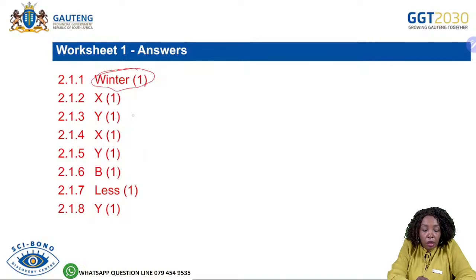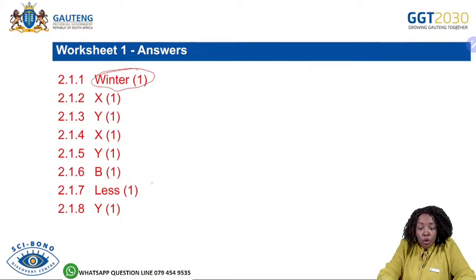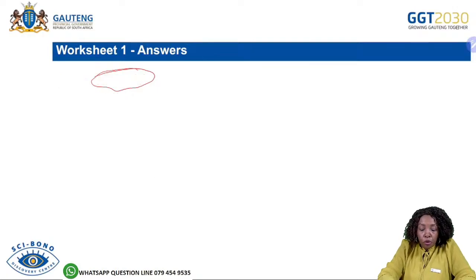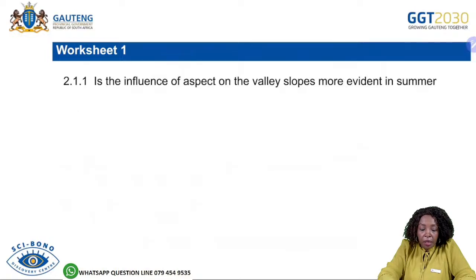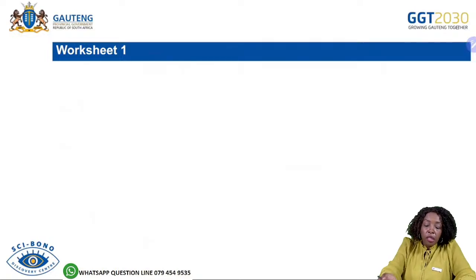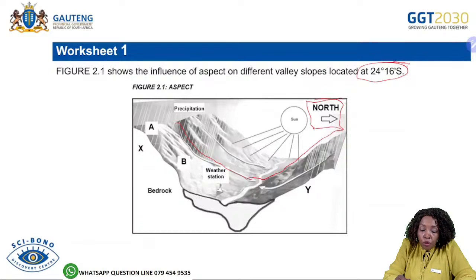It's X and Y for number 3. For number 4, it's X. Number 5 is Y. And then the slopes, the question on slopes would be B, and the last one would be Y. So when you go back to the diagram, that's the explanation that we have in terms of how you need to consider taking your answers.